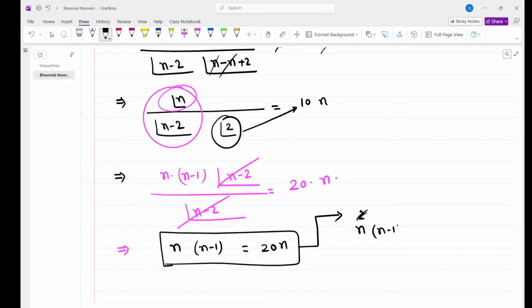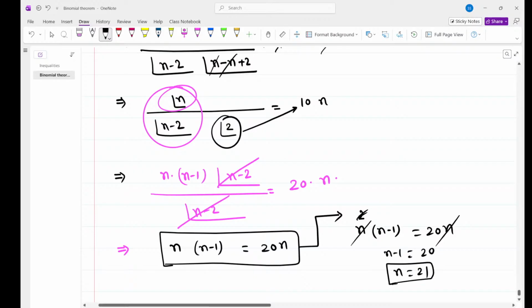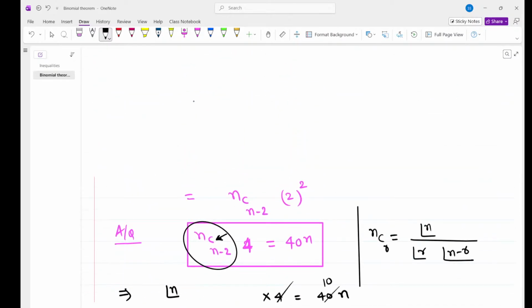N into n minus 1 is equal to 20n. One student can cancel out this n, and then he will say that n minus 1 is equal to 20, and then n is equal to 21, isn't it? Its answer is correct. No problem. But again, I can give you a situation: if you put n equal to 0, 0 into something is 0. So 0 should be my answer as per this equation solving, but this is not coming in your calculation.